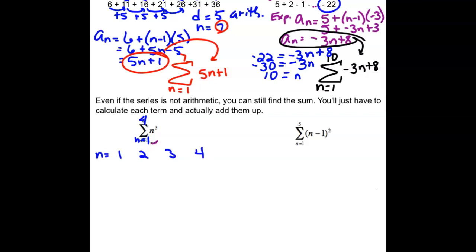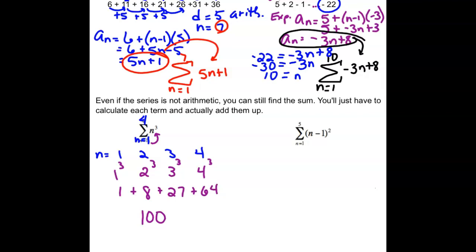All we have to do is plug our numbers in for n. So our first term is 1 cubed, according to the formula, which is just a 1. Our second term would be 2 cubed, which is an 8. Our third term would be 3 cubed, or 27. And our fourth term is 4 cubed, or 64. And we just want to add those up. All right, so 1 plus 8 is 9. 9 plus 27 is 36. And 36 plus 64 would be 100. So our total here is just 100.